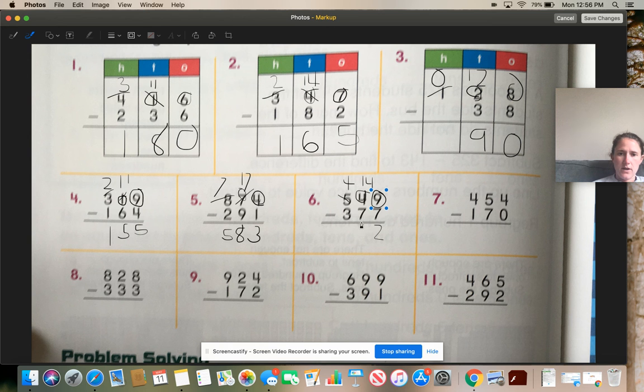My 4 becomes a 14. 14 minus 7 equals 7. It's a double. 7 plus 7 equals 14. So 14 minus 7 equals 7. 4 minus 3 equals 1.